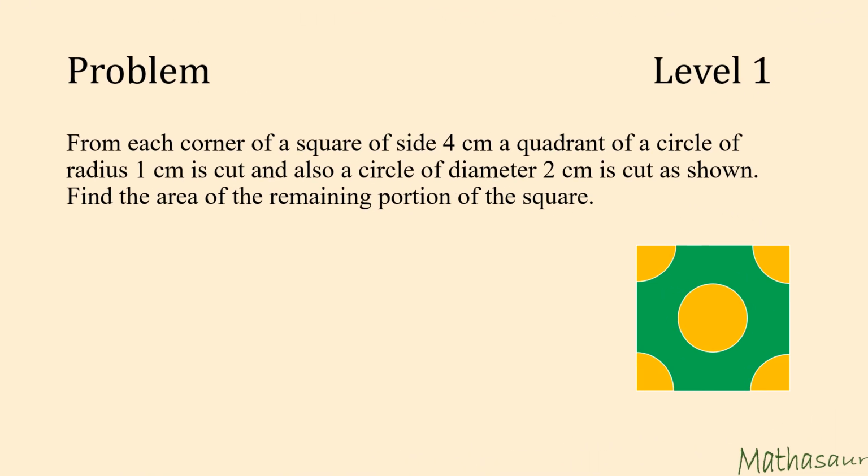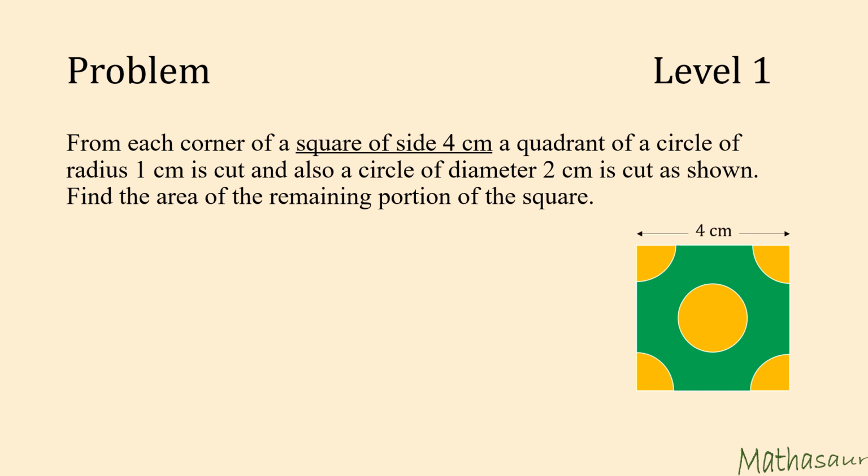Let us look at a few problems now. From each corner of a square of side 4 cm, a quadrant of a circle of radius 1 cm is cut, and also a circle of diameter 2 cm is cut as shown. Find the area of the remaining portion of the square.